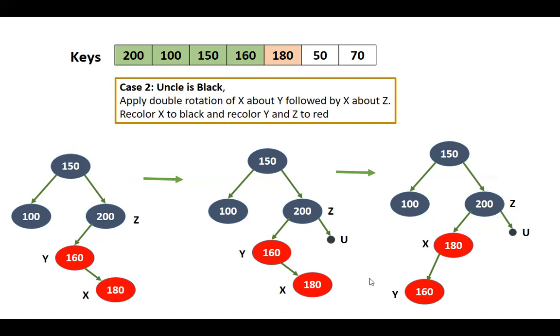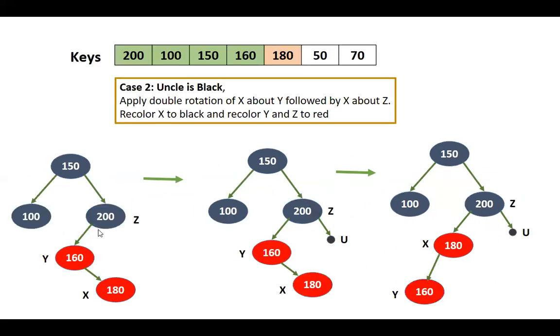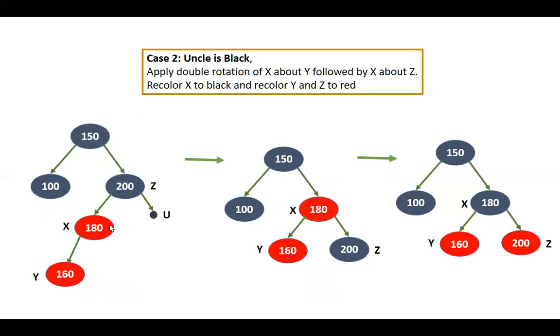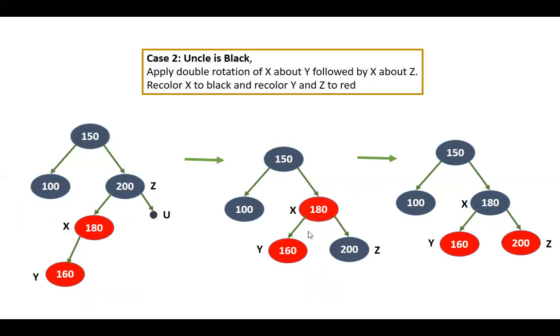The next rotation will be what? X will move up, right? And Z will become its left side and Y will become its right side. Right? Fine. Now, X moves up. X is the root now here. Y becomes the left side and Z becomes the right side. So double rotation. Fine. This is the first rotation and this is the second rotation.